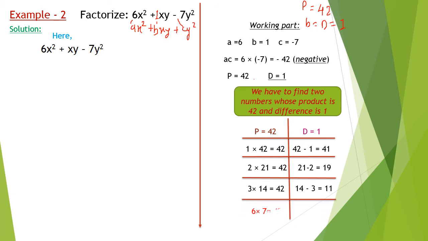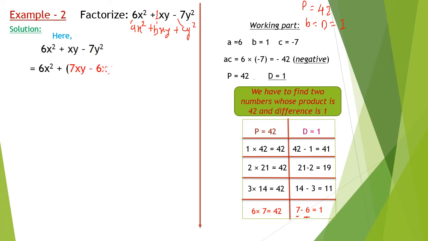So let's try again. The difference is decreasing. 6 into 7 is 42, and 7 minus 6, always the bigger number first, is 1. So we have found our two numbers, and they are 7 and 6. So let's move to the working solution part.